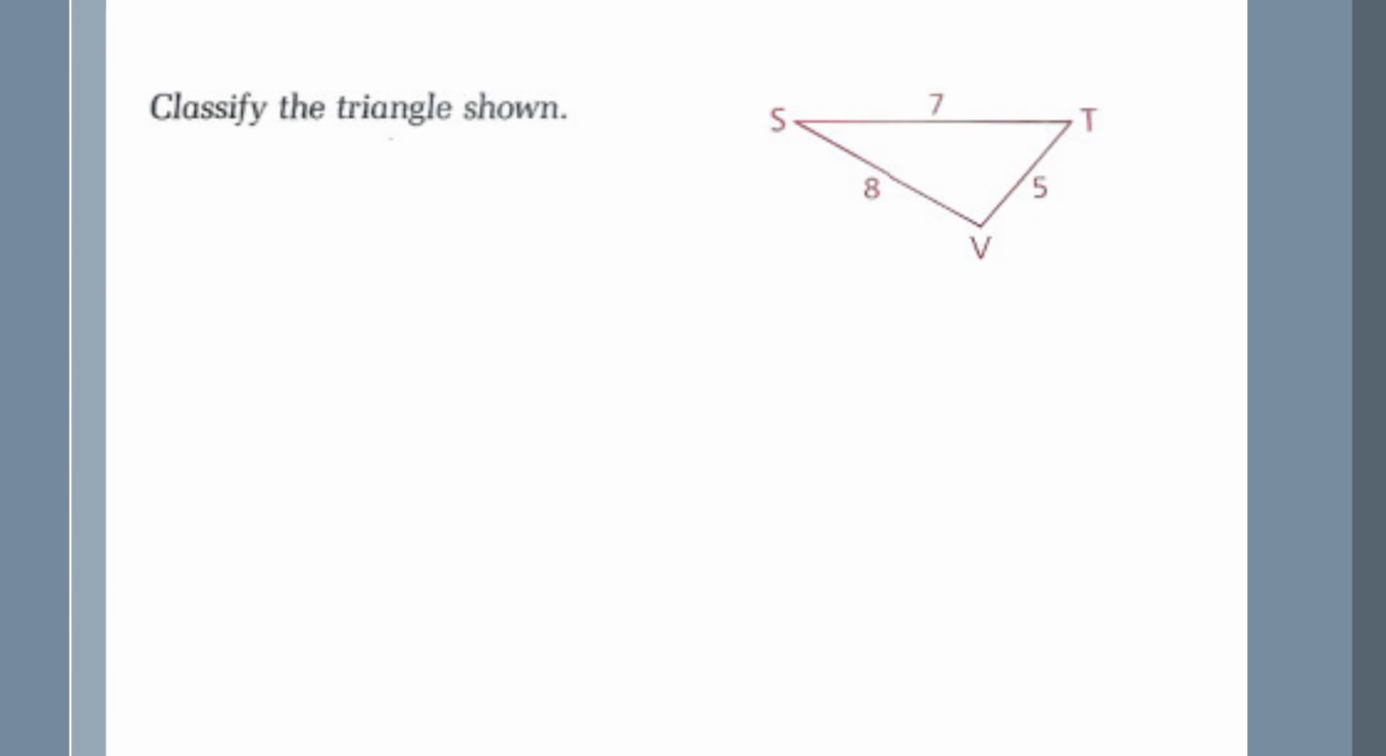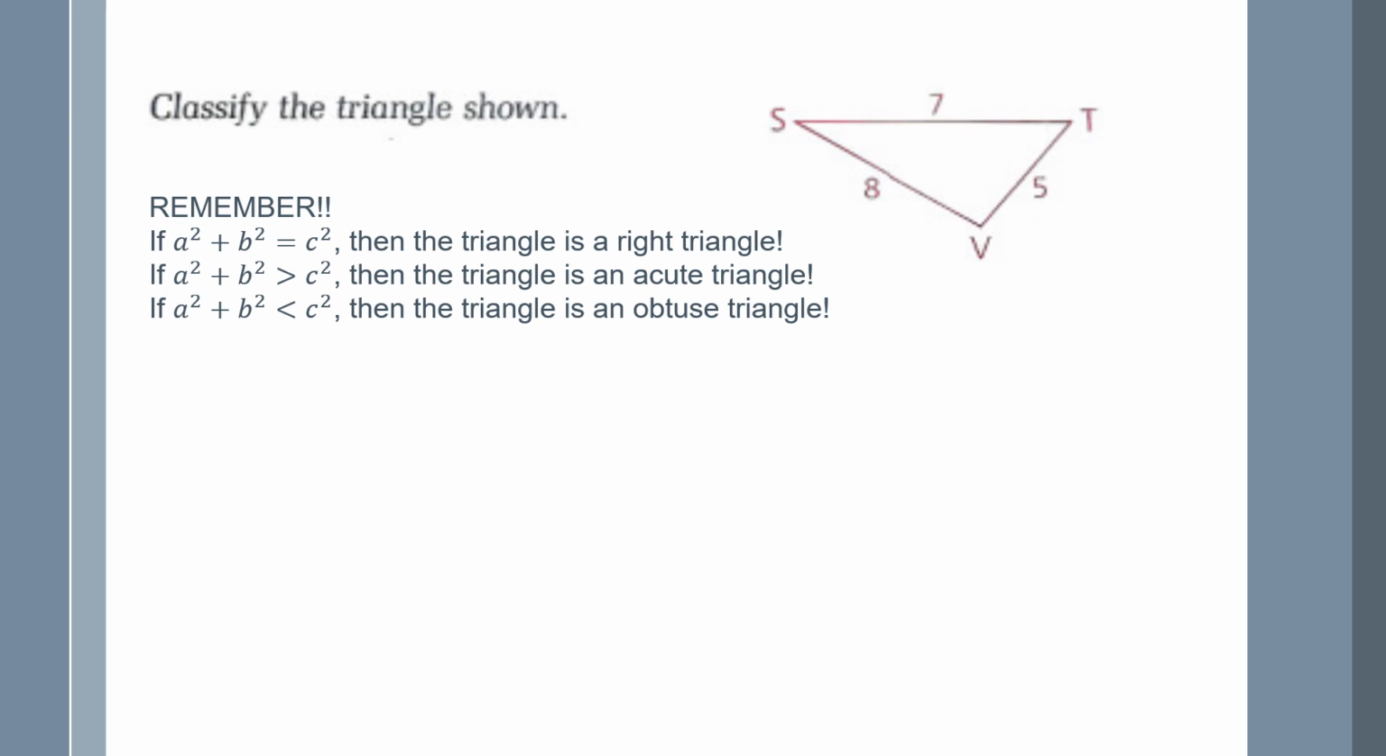All right, so what kind of triangle do we have here? Is it a right triangle, obtuse, acute? Well, how do we do this? Again, this is the Pythagorean inequality theorems, right? If a squared plus b squared equals c squared, then the triangle is a right triangle. If a squared plus b squared is greater than c squared, then the triangle is acute. If a squared plus b squared is less than c squared, then the triangle is obtuse.